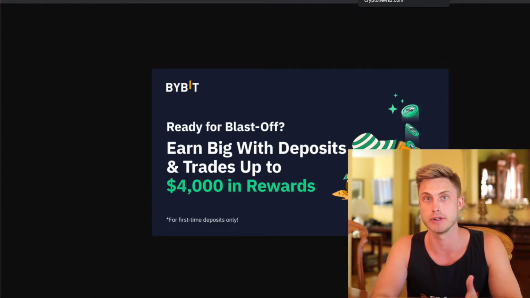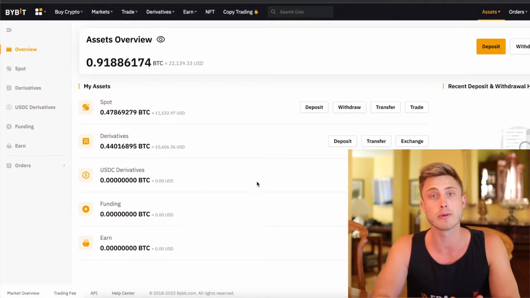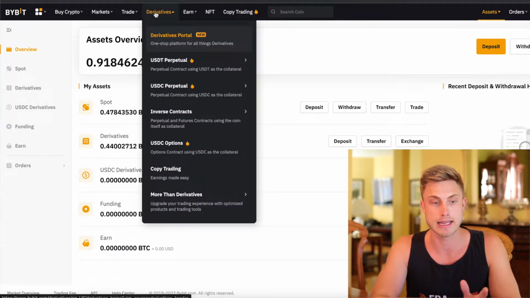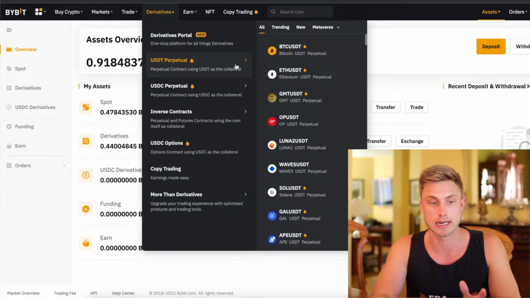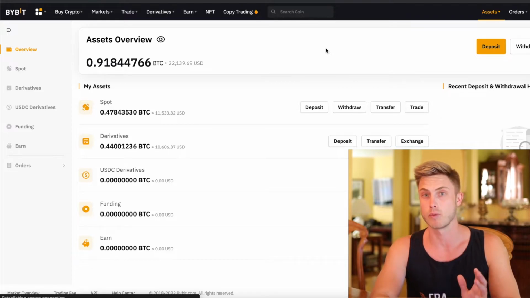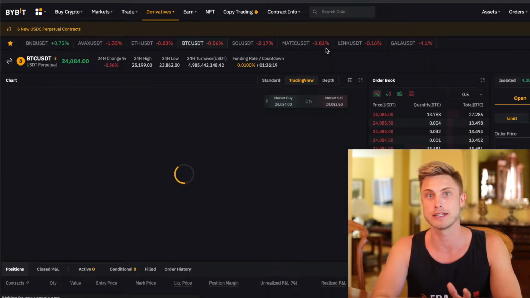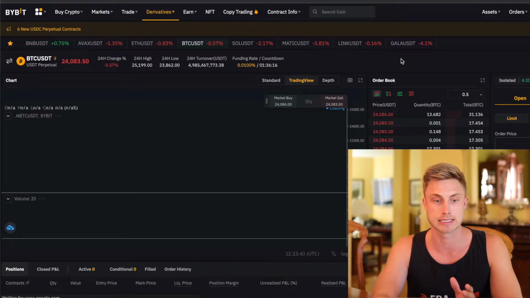Once you see your account here, all I really look at is there's my asset overview, spot and derivatives amounts are right here, and then we're gonna come back in and actually go to derivatives and trade on the USDT perpetual trading platform. We're gonna come right back into Bitcoin, and now I'm gonna break down the actual trading functions inside this platform.